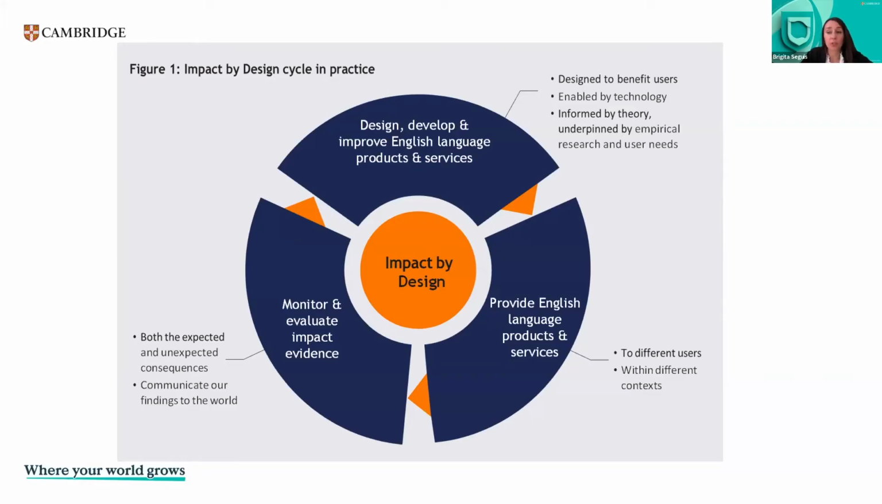And then as we launch it, as we release it into the world, different users start using our products and services within different contexts. So what we then start to do is monitor and evaluate our impact evidence. We gather different types of evidence, and we look at both the expected and unexpected consequences, and then we communicate our findings to the world. Now, if we uncover something that does not work as well as we were hoping that it would work, then we go back to this design process, we redesign it, we tweak the features that are problematic, and then we go through the same cycle again and again for as long as our product is in operation.